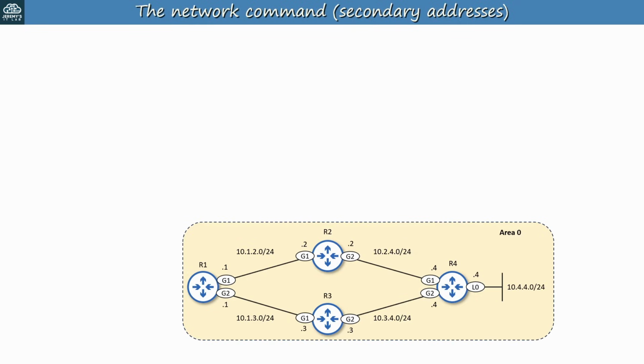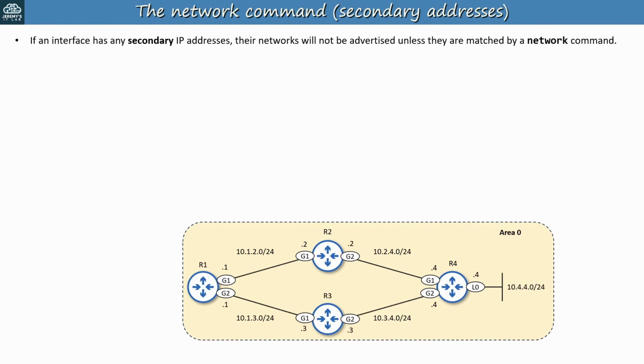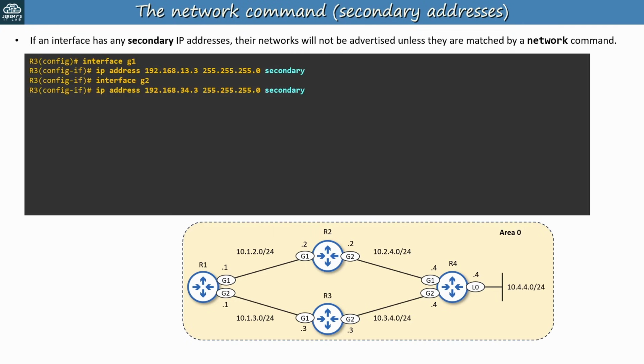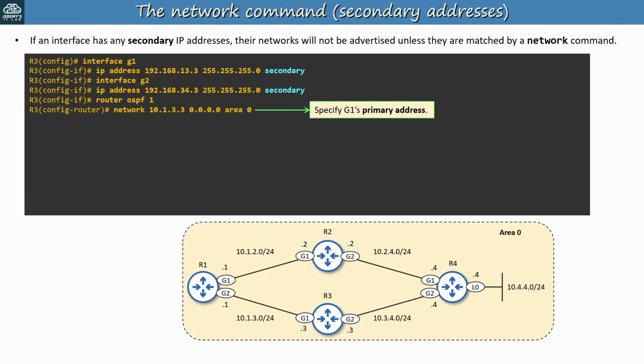Next, let's look at how the network command behaves with secondary addresses. First, if an interface has any secondary addresses, their networks will not be advertised unless they are matched by a network command. I'll use R3 to demonstrate. First, I configured secondary addresses on G1 and G2, 192.168.13.3 and 192.168.34.3. Then, I activated OSPF on G1's primary address with network 10.1.3.3 and a /32 wildcard mask.